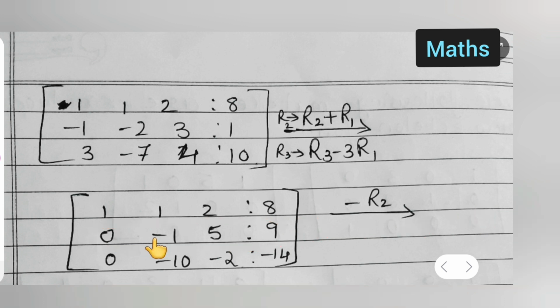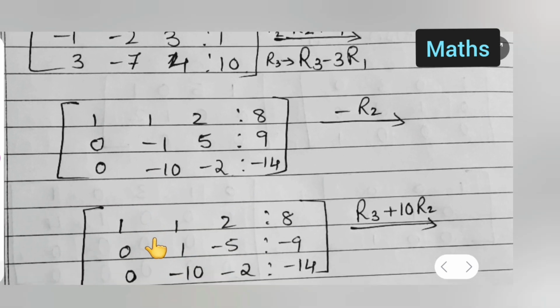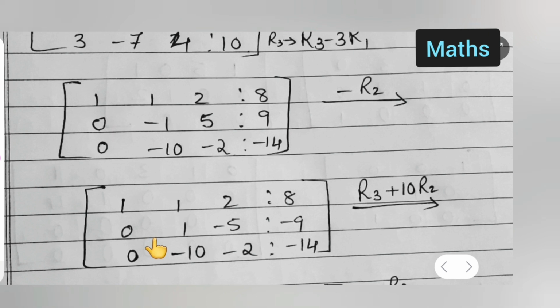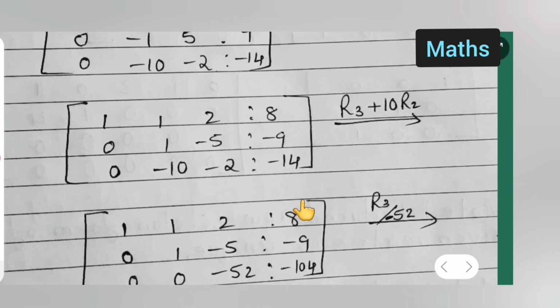So let me move towards the next step. What I have done over here, 1, 1, 2 and 8, keep it as it is. Last row 3, 0, minus 10, minus 2, minus 14, keep it as it is. I am changing only R2, row 2. So I will be putting minus. Minus and minus will be plus, so you are adding over here. Now you all can take down this.